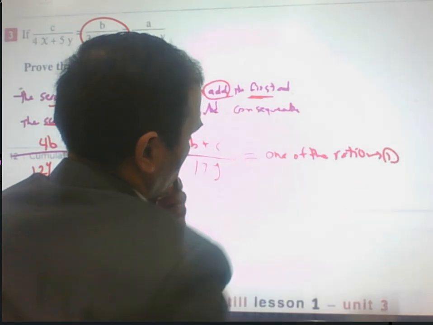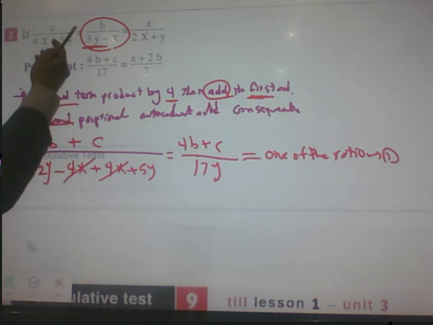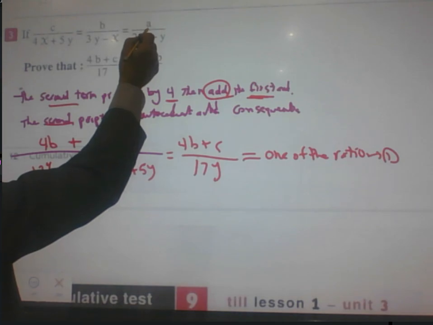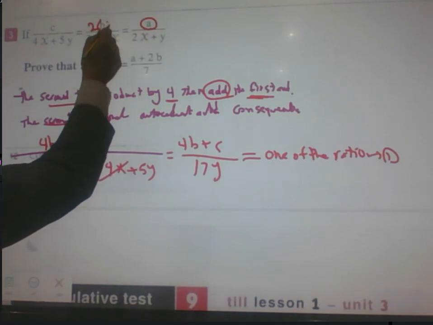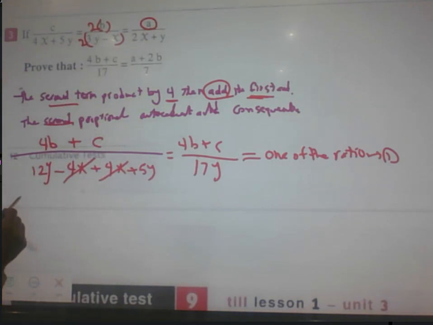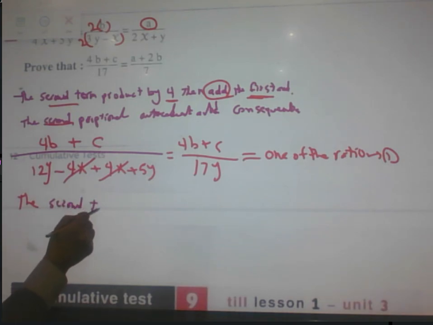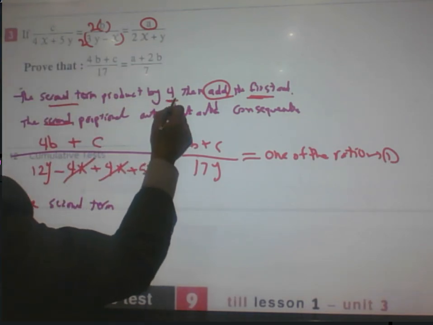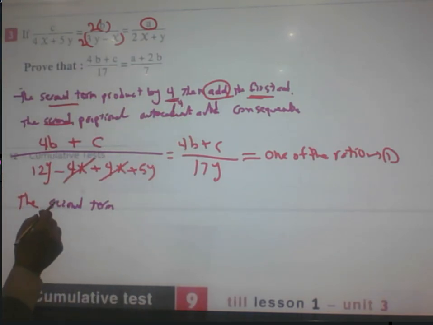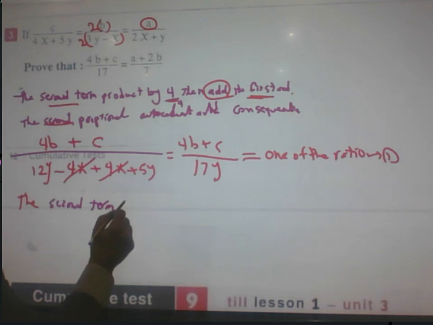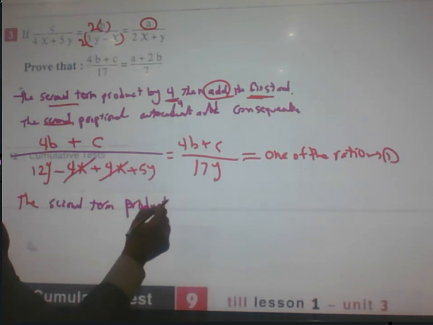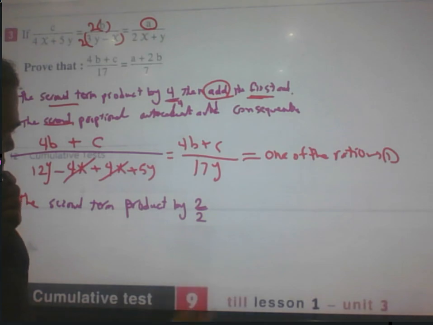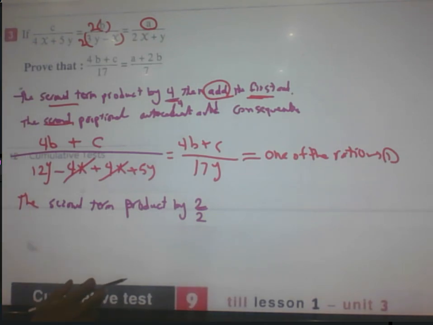This is relation number 1. And what about relation number 2? Look at here, we want to write a plus 2b. A here plus 2b. Then we must product up and down about the second by 2. Right, the second term, we can product by 2 over 2.